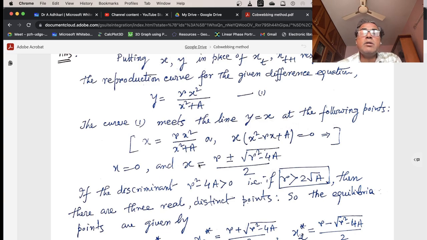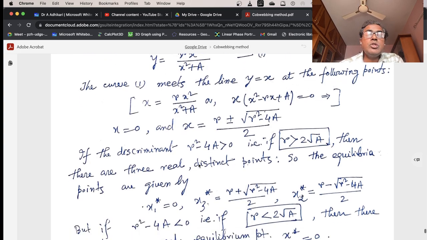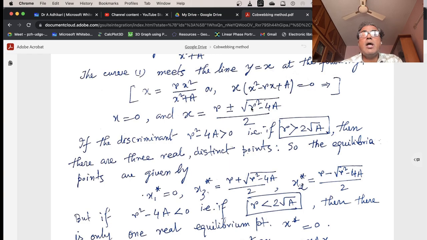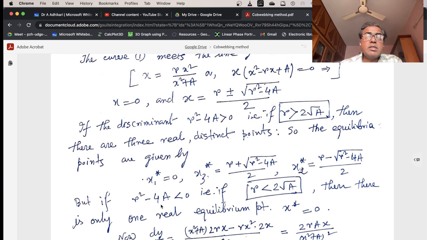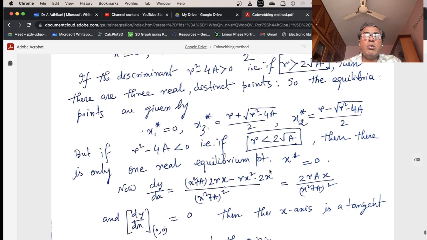Put x_{t+1} equal to y and x_t equal to x, and put y equal to x. We get the x coordinates of the intersecting points: x equal to 0 and x equal to (r plus minus root of r squared minus 4a) by 2. If the discriminant r squared minus 4a is greater than 0, that is r is greater than 2 root a, then there are three real and distinct points. So the equilibria points are x1 star equal to 0, x2 star equal to (r minus root of this) by 2, and x3 star equal to (r plus root of this) by 2. But if the discriminant is negative, then there is only one real equilibrium point, x star equal to 0, because the others are imaginary.